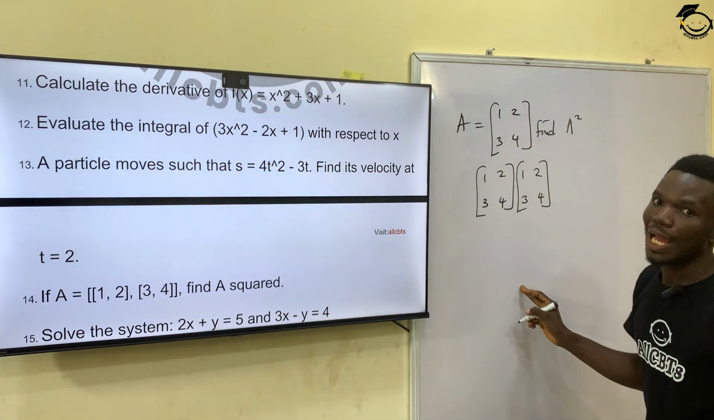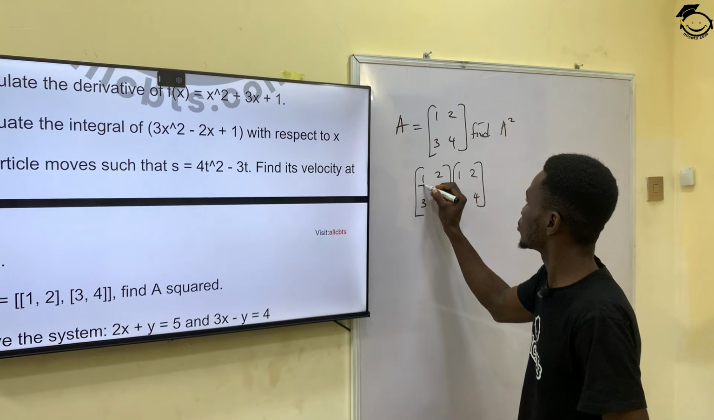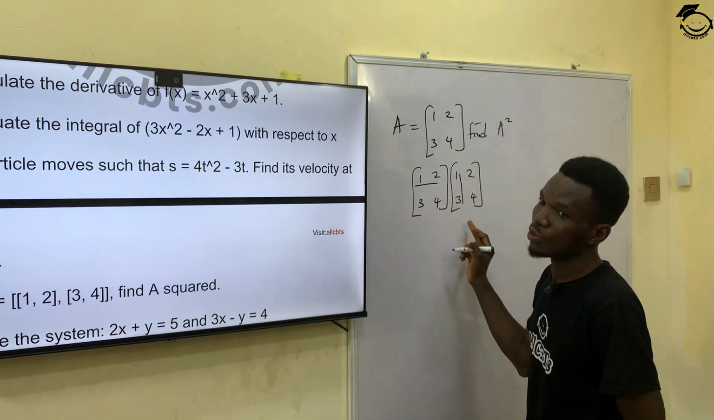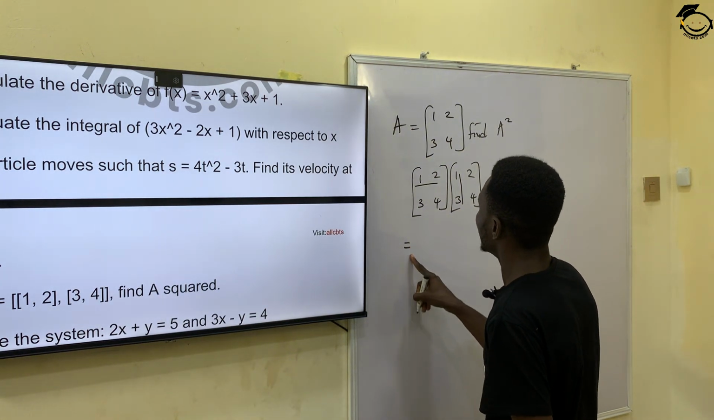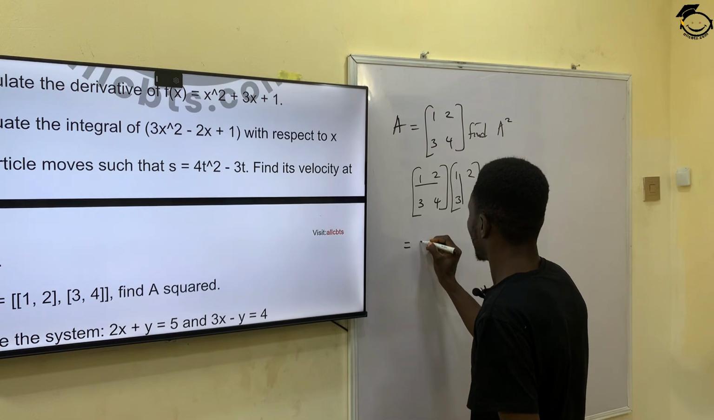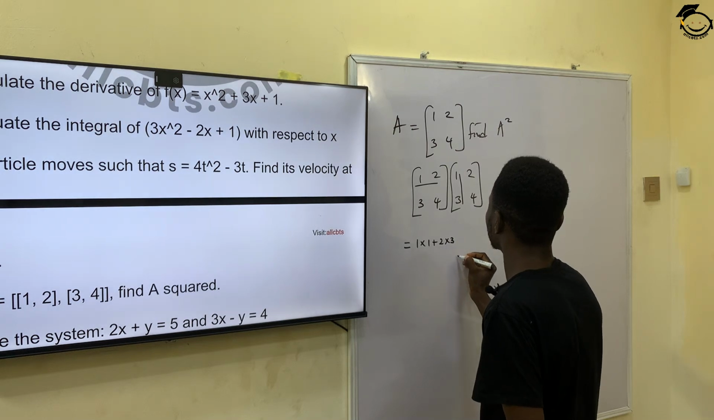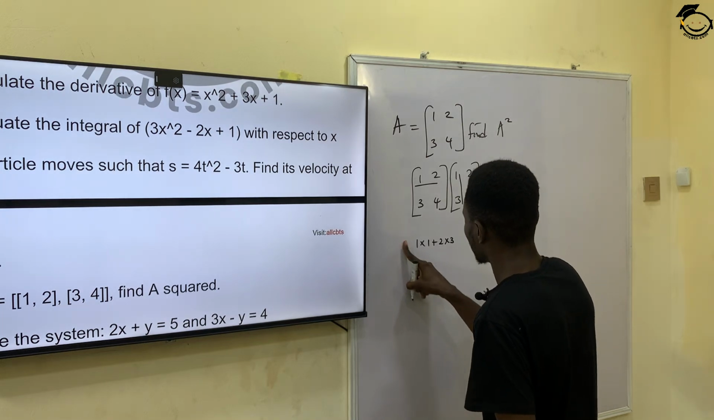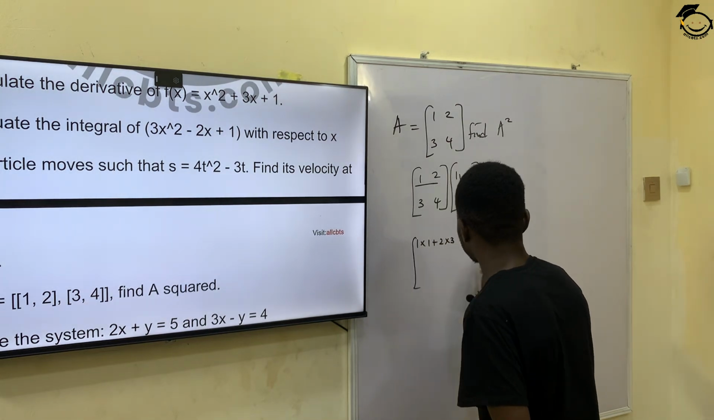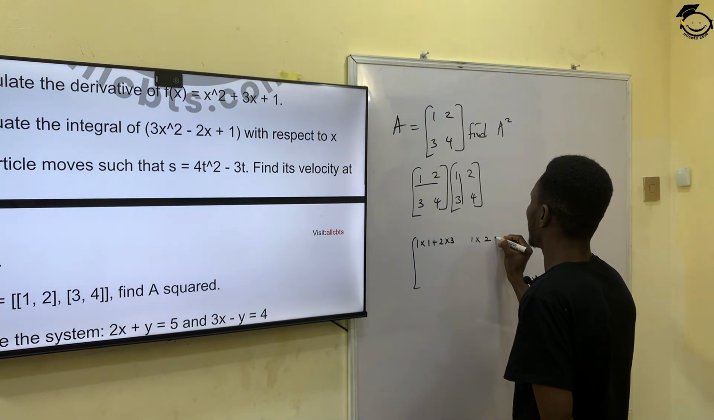So if you want to multiply a 2 by 2 matrix, remember that in multiplication of 2 by 2 matrices, you take the row and multiply the columns. Row times column. So what we're going to be having when we multiply this, for the first row, is 1 times 1 plus 2 times 3. So this is what I'll be having here for the first row. Then I have 1 times 2 plus 2 times 4.